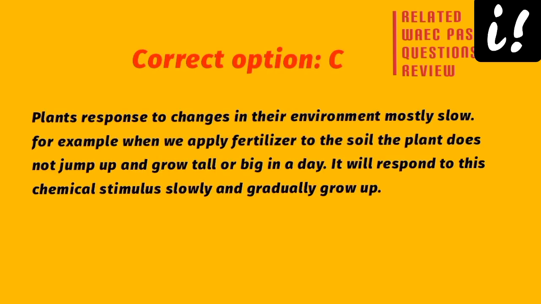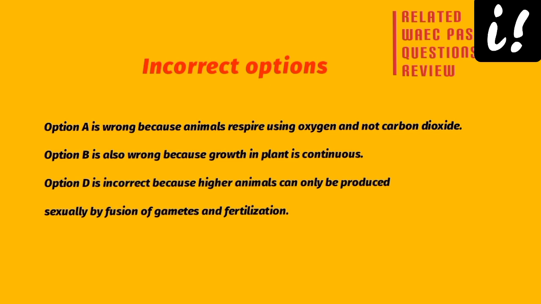This is because plants respond to changes in their environment mostly slowly. For example, when we apply fertilizer to the soil, the plant does not jump up in a day. It will respond to this chemical stimulus slowly and gradually grow up. Let's take a look at the incorrect options and why they are incorrect. Option A is wrong. This is because animals respire using oxygen and not carbon dioxide.